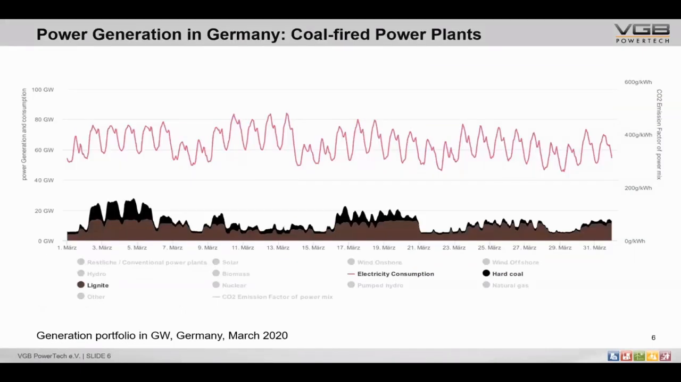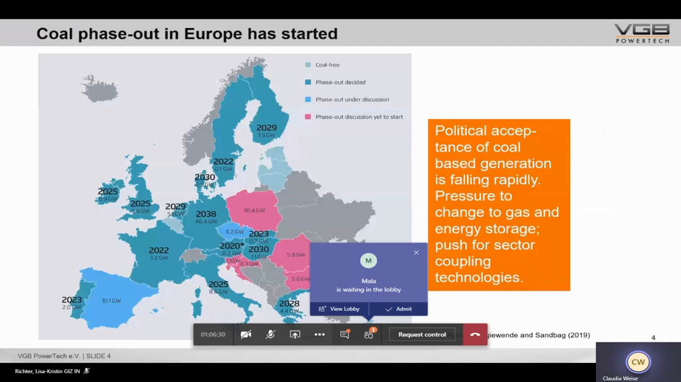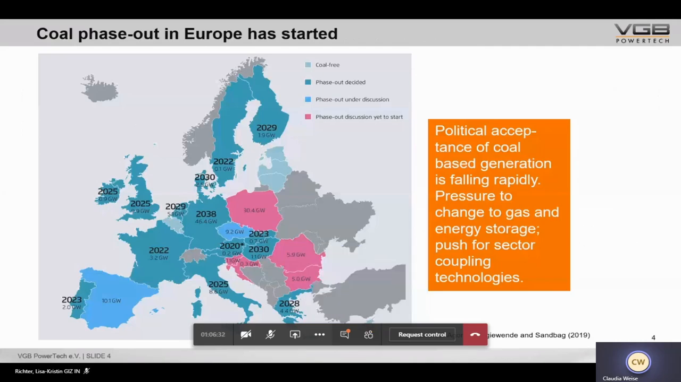But before I come to this, I would also like to mention that besides nuclear, and especially in the view of the climate neutrality discussion, the coal phase out in Europe has already started. So here you see a very recent slide which shows the status of the coal phase out in different European countries. So you see Germany here in the middle, and there it's indicated that Germany has decided to step out in the year 2038. And in other countries, they are even faster, and the coal phase out is quite earlier. Only a few Eastern European countries haven't started any discussion about coal phase out yet.